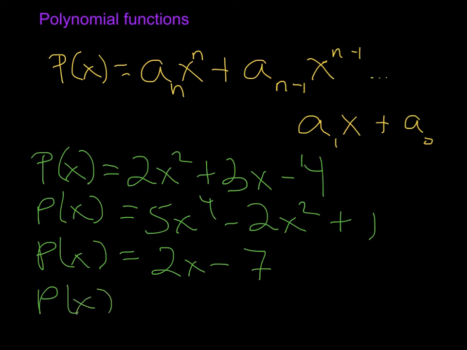P of x could be 10x to the 7th minus 3x to the 4th plus negative 3, something like that. These are all examples of polynomial functions. So let me point out a few things that are not polynomial functions. If you look at this, notice that all of the exponents are positive integers. So you must have positive integers.